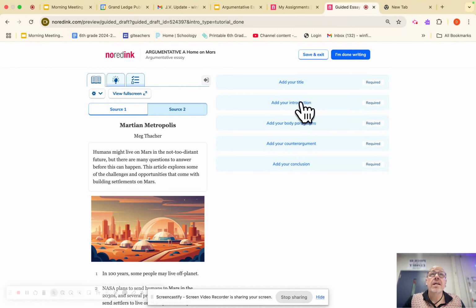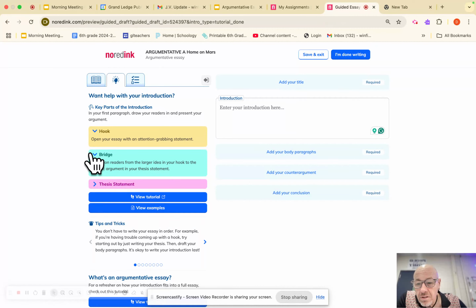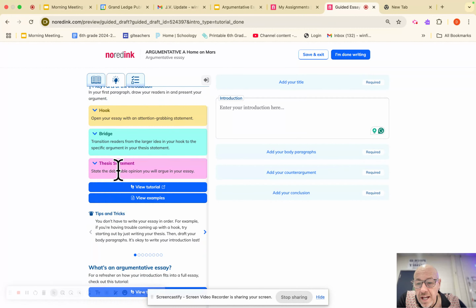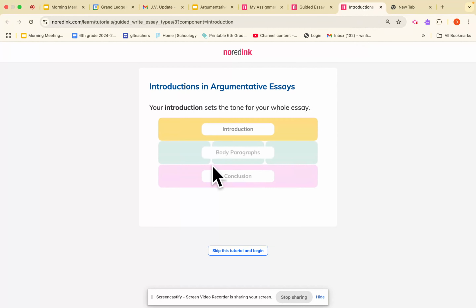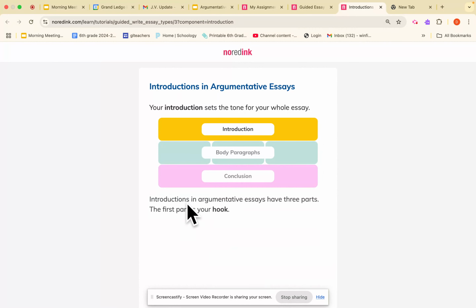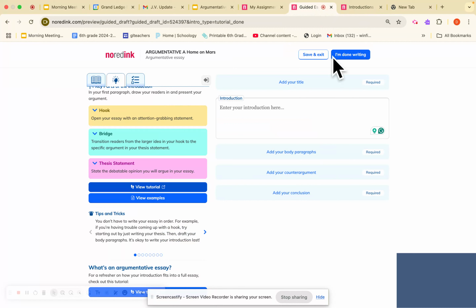But the thing that I like that No Red Ink has done is that it says, hey, maybe you forgot how to write an introduction. They give you over here definitions, okay, what it is for a thesis and a hook, and then you can view tutorials if you want. It'll go to a new screen. They'll walk you through a whole bunch of stuff about introductions, which we did talk about before in the past. But let me go back.